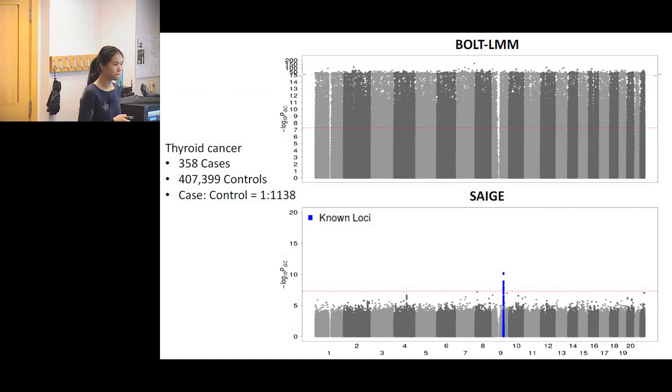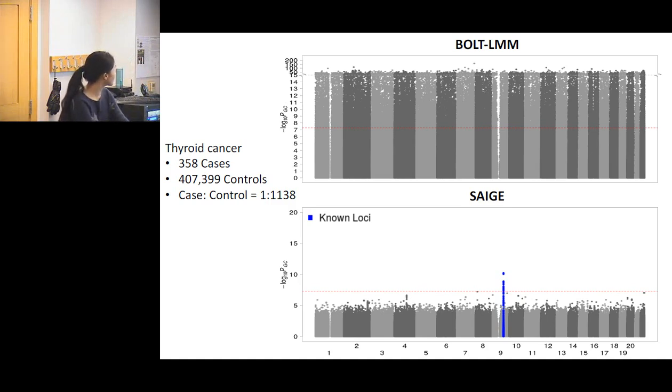With 300 cases and 400,000 controls, can you give us an idea of what sample size a dataset with a 1-to-1 case-control ratio would need to be equivalent, in terms of power?